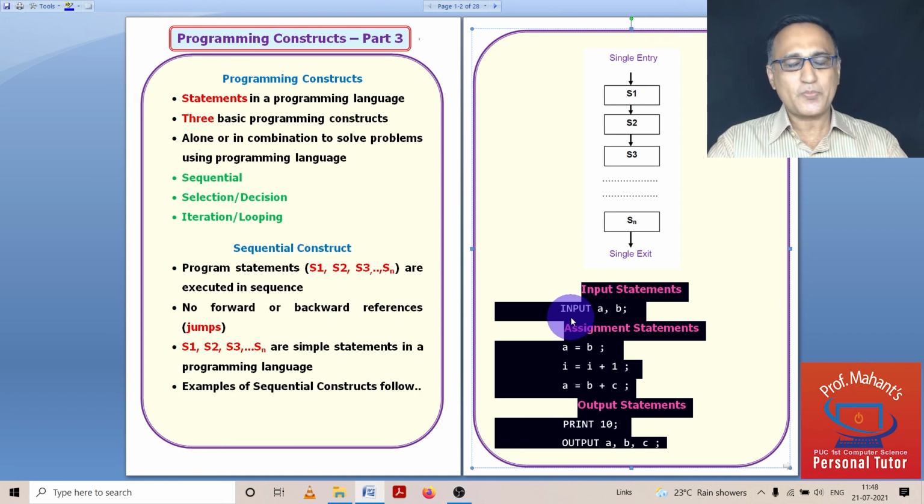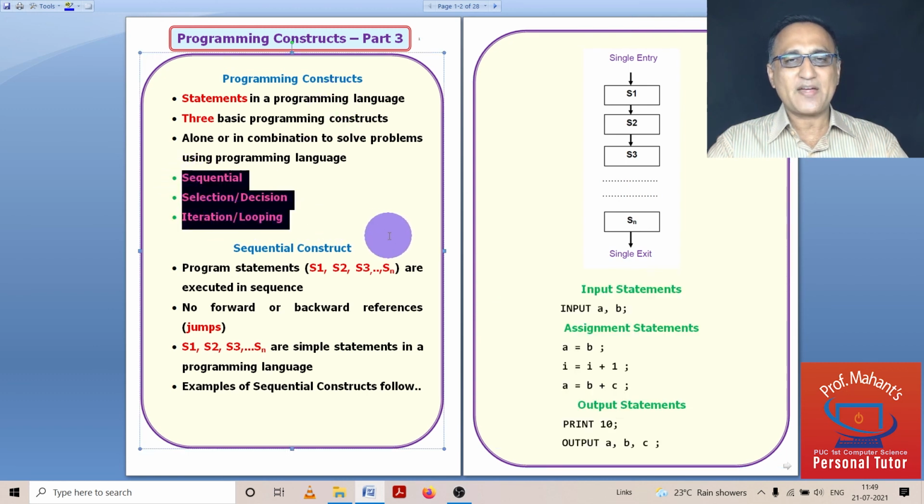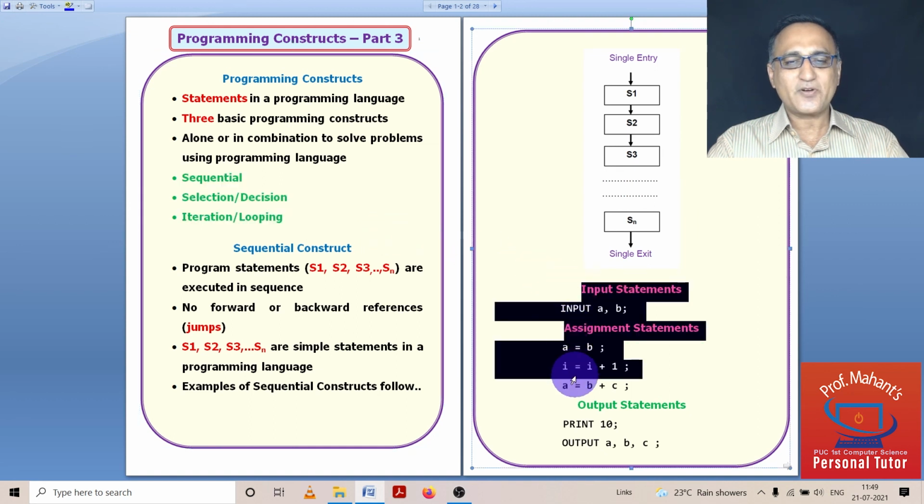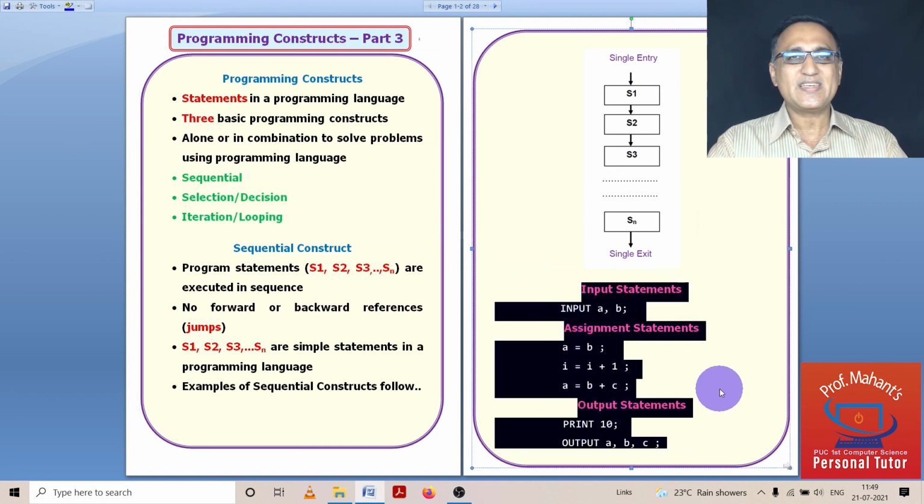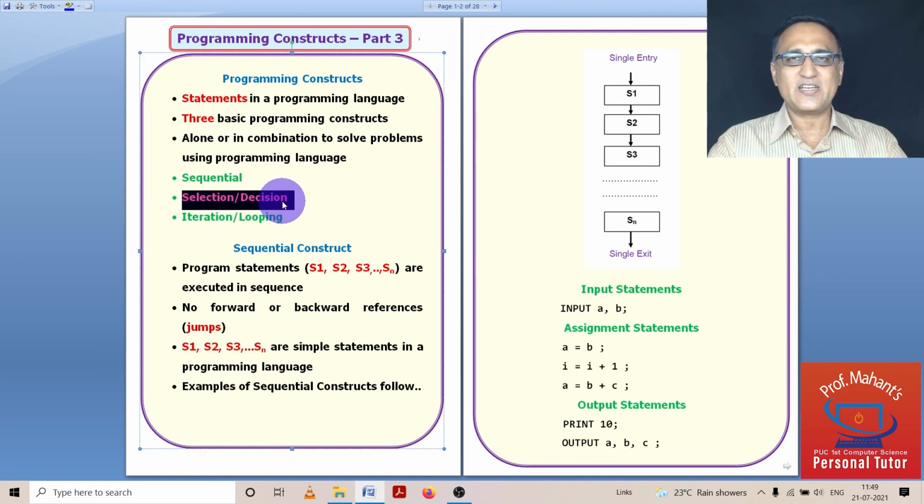So with this, I hope you got a gentle introduction to programming constructs and the three types of programming constructs. We have just discussed the sequential construct along with three different examples of where we can use sequential constructs. In the next session, I'll be talking about the selection or decision making construct, which involves if else, switch case, and so on.